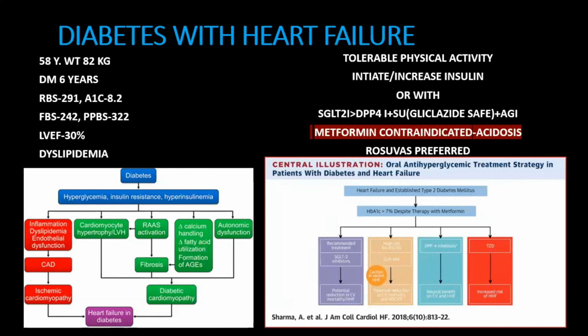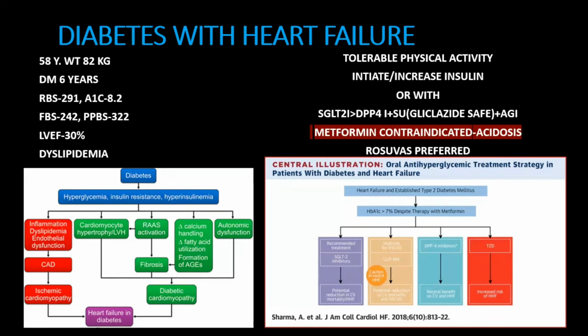Diabetes with heart failure: suppose a 58-year-old with weight 82 kilos and diabetes for 6 years, RBS 291, FBS 242, PPBS 322, A1C 8.2, and ejection fraction 30%, with dyslipidemia, came to us. We should advise, apart from diet and lifestyle changes and tolerable physical activity, to initiate or increase insulin, with or without SGLT2 inhibitors, DPP4 inhibitors, sulfonylureas, glycoside safe agents, and alpha glucosidase inhibitors.